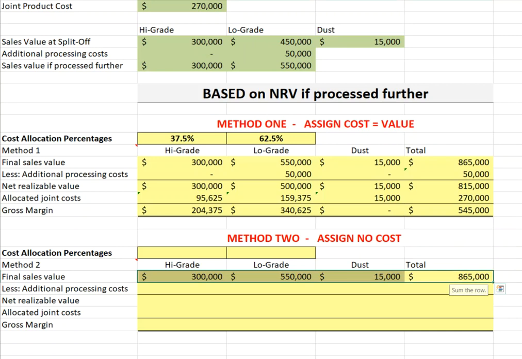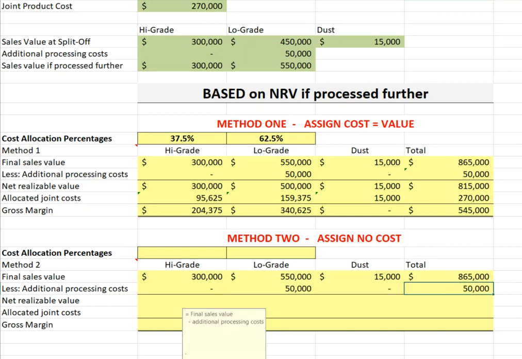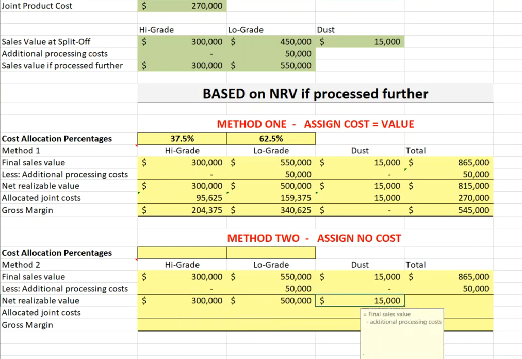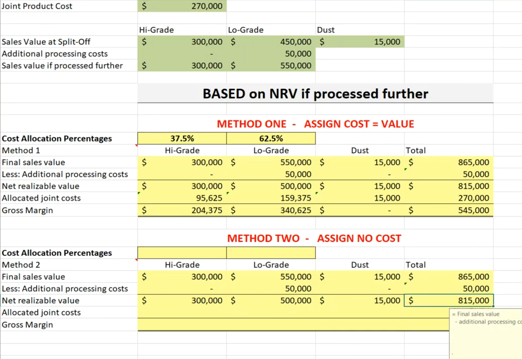So we pick up the final sales values that were given. We subtract our additional processing cost. We aren't processing high grade. The low grade will cost $50,000. We aren't processing the coal dust, and we have a total of $50,000. The net realizable values then are again the 300,000, the 500,000, the 15,000, and the 815,000. We need to calculate our allocation percentages.